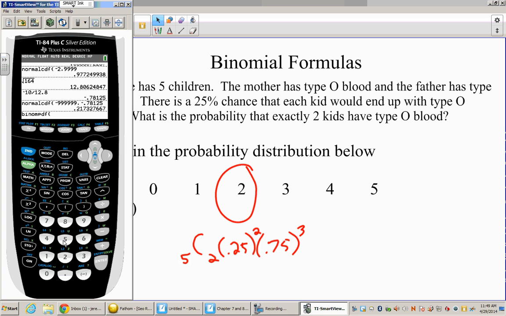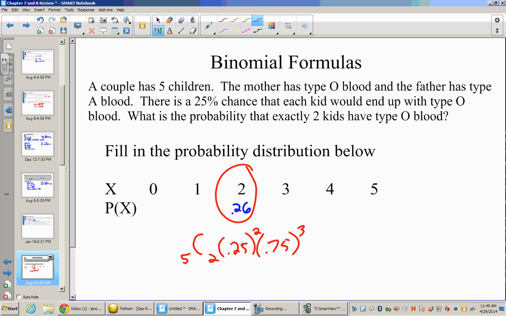And you type in how many values, so there's 5 kids. The probability of success is 0.25, and the number of successes we want in this case is 2. If we hit enter, you can see that there's about a 0.26 probability that 2 of the kids will have type O blood.